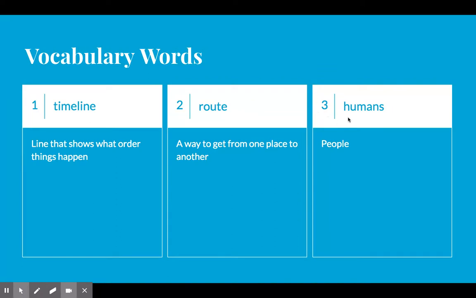The third word is humans. Humans is another word for people. So sometimes someone may say people, sometimes someone may say human, but they're talking about the same thing.